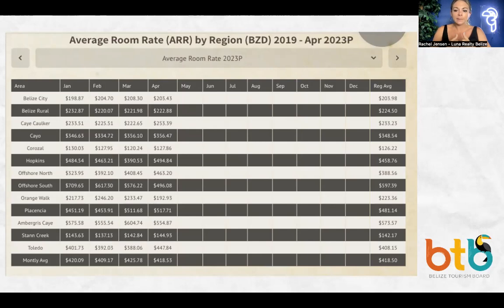And then also Ambergris Caye, as you can see, isn't quite the highest, but it is the second highest here on the screen, coming in at about 575 Belize dollars. The only number that tops that here is offshore south, the islands off of the southern part of the country. Those do tend to have higher average daily rates or room rates, simply because they are more of that all-inclusive type, since you're coming to the island and you're not really leaving for much. So just to give you that information there.